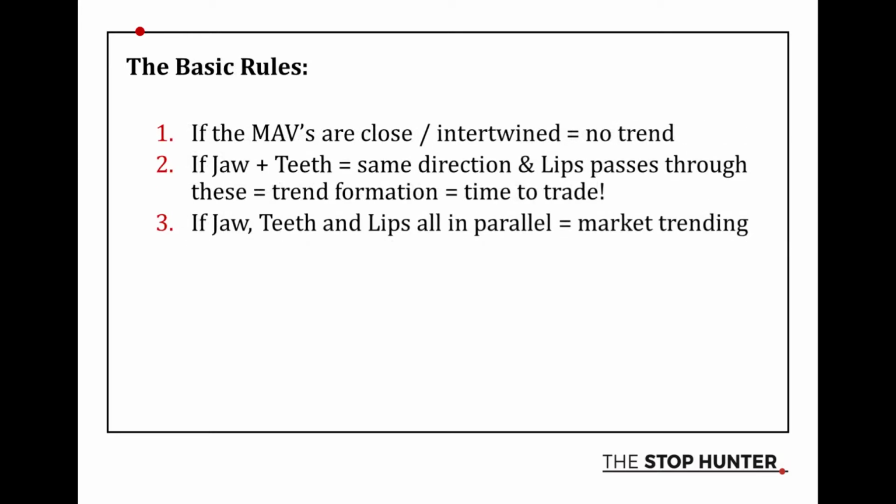So what are the basic trading rules, assumptions of the indicator? Well, firstly, if the moving averages, that's MAVs there, are close or intertwined, then there's no trend. And if the jaw and teeth are in the same direction and the lips pass through these previous 2, then that is a trend formation and time to trade. And then if the jaw, teeth and lips are all in parallel, then the market is trading.